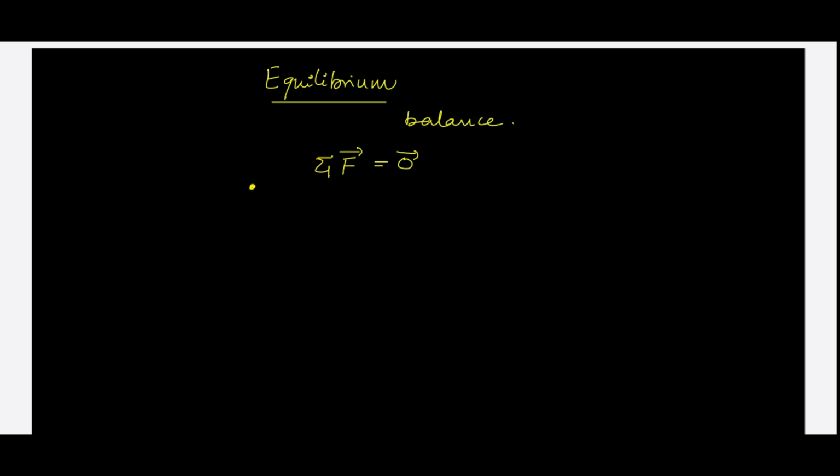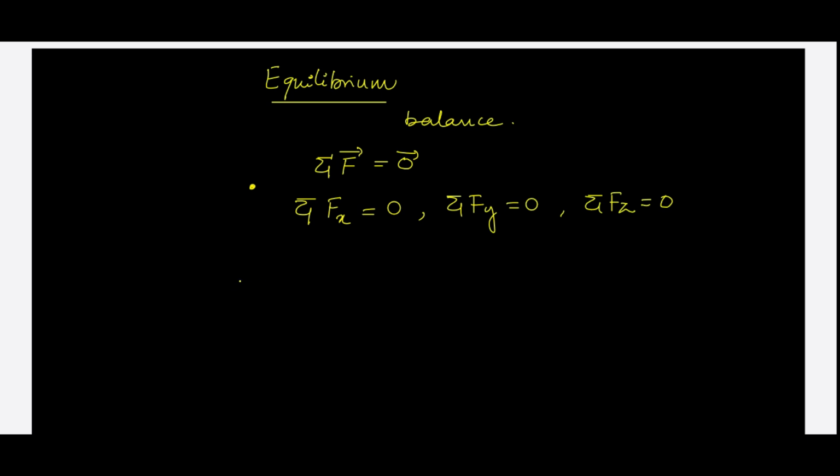And since we are writing the forces as components of fx, fy, fz, we can also say that sigma fx equals to 0. Sum of all the force components along x-axis equals to 0. Sigma fy equals to 0 and sigma fz equals to 0. Right.